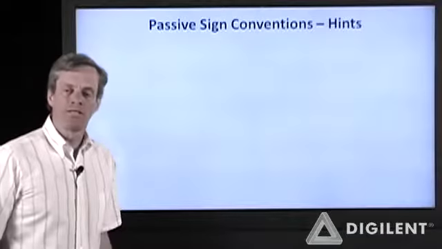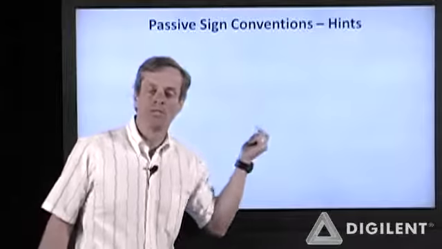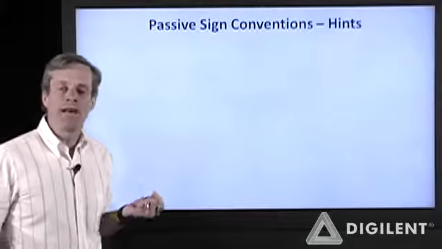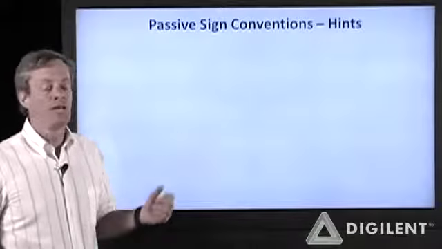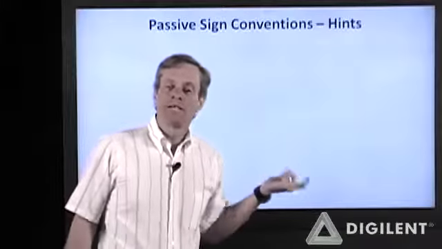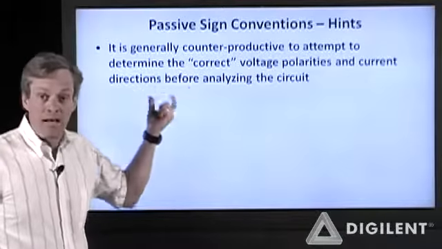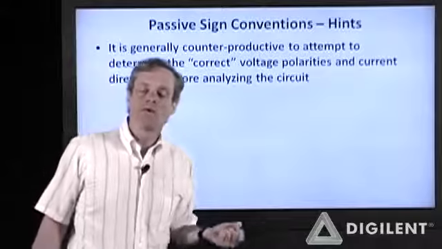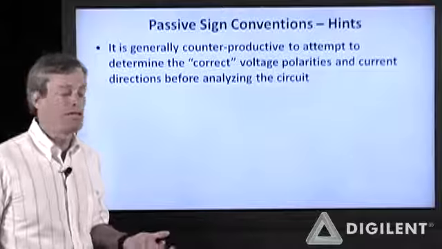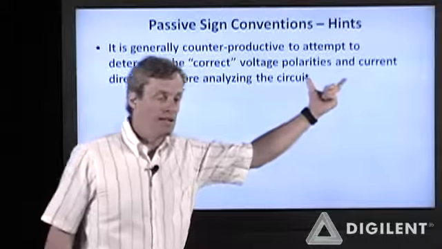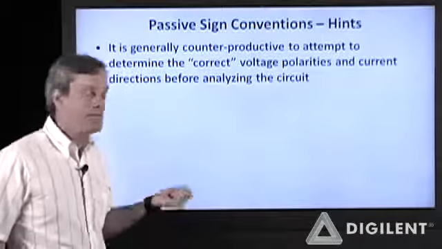A few hints relative to the passive sign convention. Students recognize that this is extremely important to get right. Sometimes that means they spend a lot of time trying to get it right. Just because it's important doesn't necessarily mean that it's difficult. Generally, it's not productive to try to figure out what the correct positive directions are before you start analyzing the circuit. Just blindly assign assumed voltage polarities and current directions before you start analyzing.